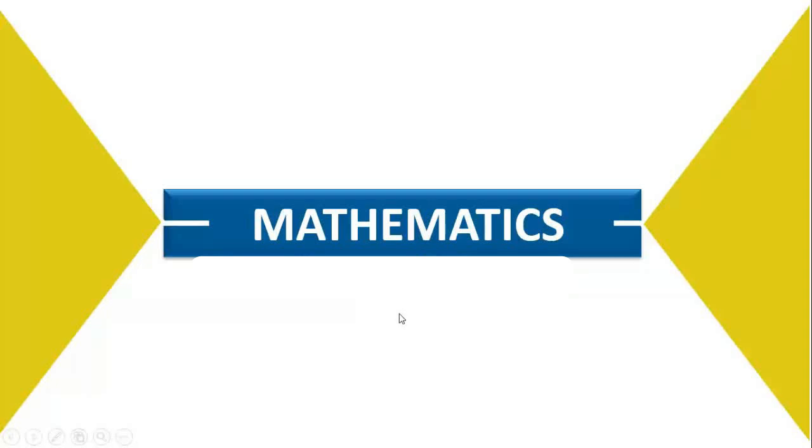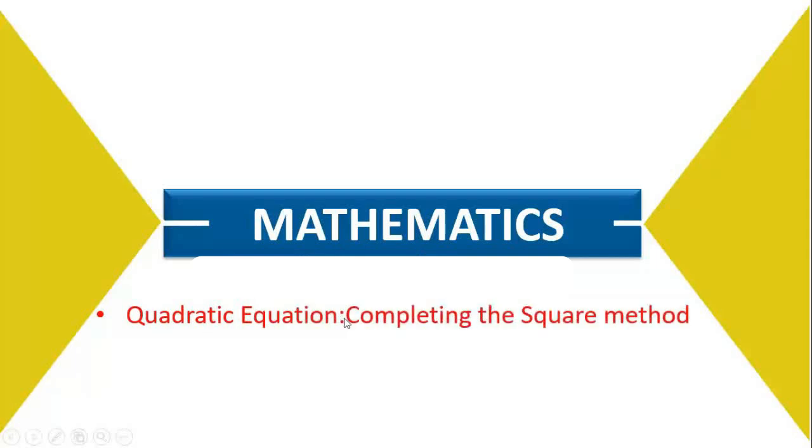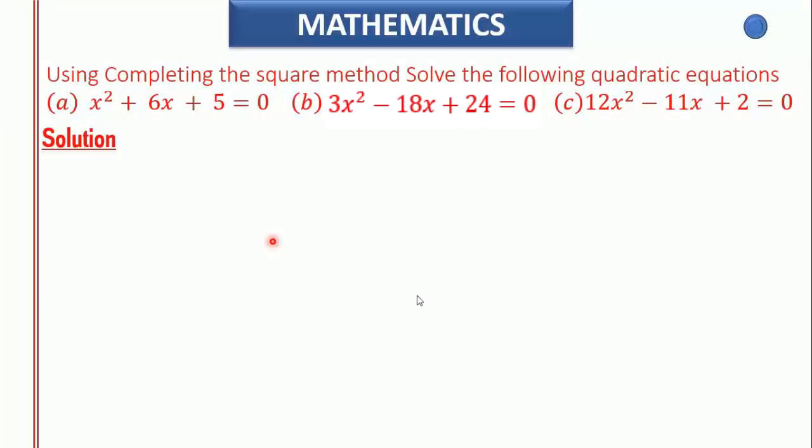We'll be checking out a couple of questions and answers covering quadratic equations using the completing the square method. The first question we'll be checking out here is x squared plus 6x plus 5 equals 0.